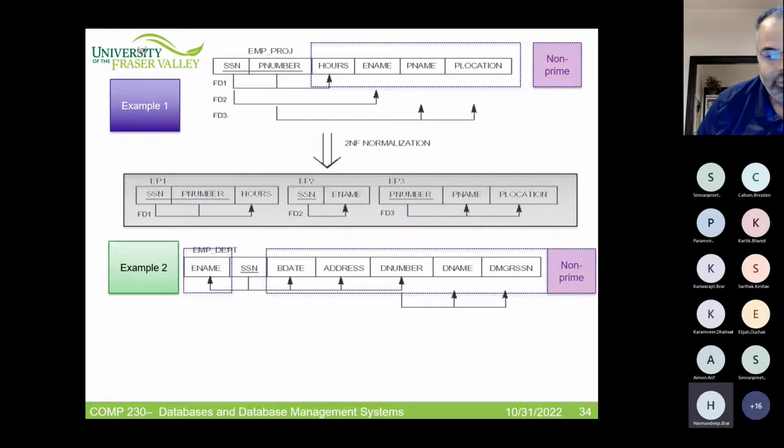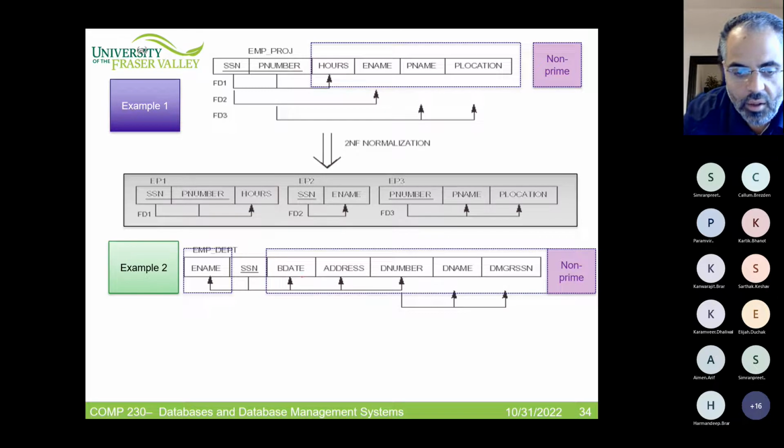Did you say that example 2 is the second normalization? Yeah, this is what we were discussing. But D name and what this last is, it depends on the D number, but D number is not a primary key. Yeah, that's good.